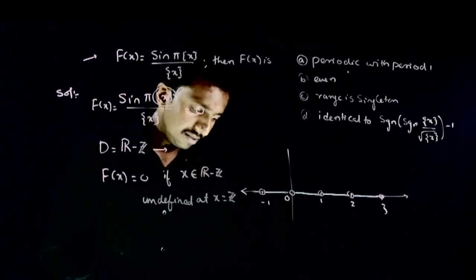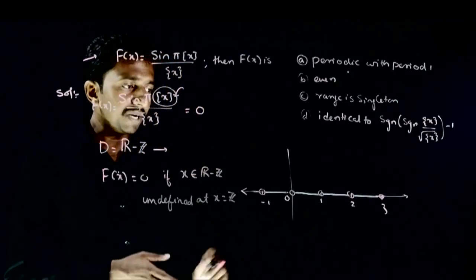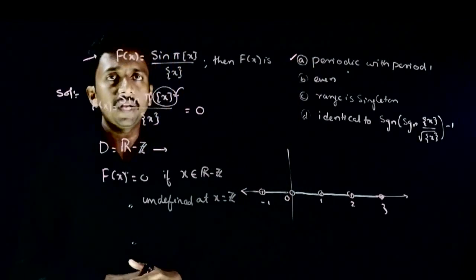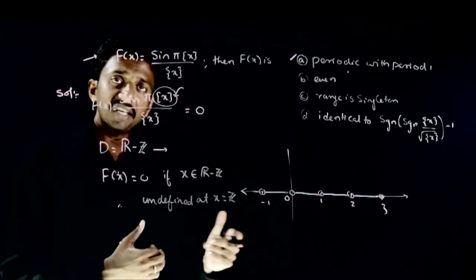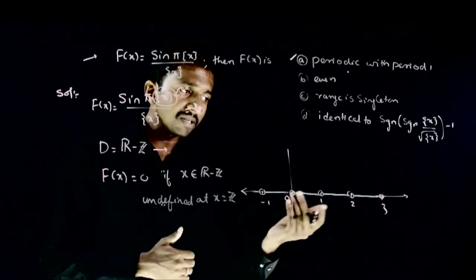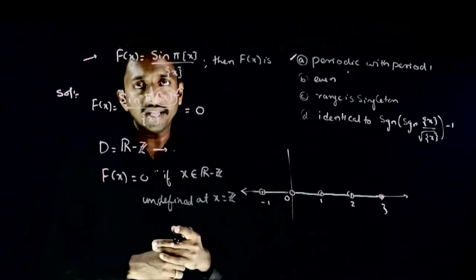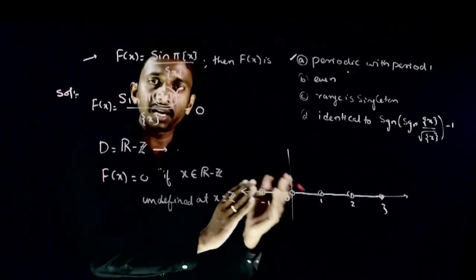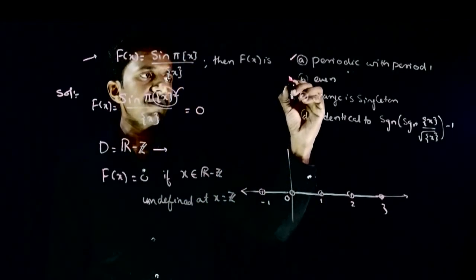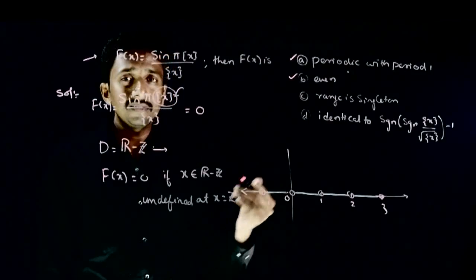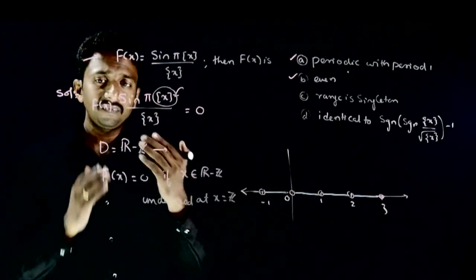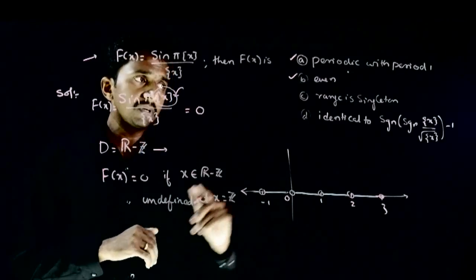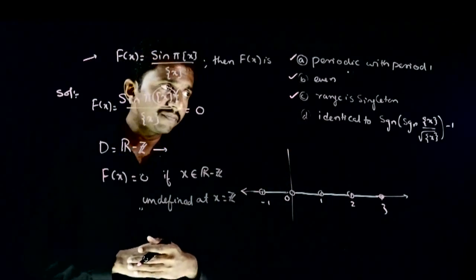So you can see that the value of this function is repeating after an interval of 1. So periodic function with period 1 सही है. Is it an even function? Yes, because the graph is symmetric about y-axis. आप देख सकते हैं बहुत clearly the graph is symmetric about y-axis. Hence the function is even also. The range is singleton. The range of this function is always a single element 0. So range is singleton भी सही है.